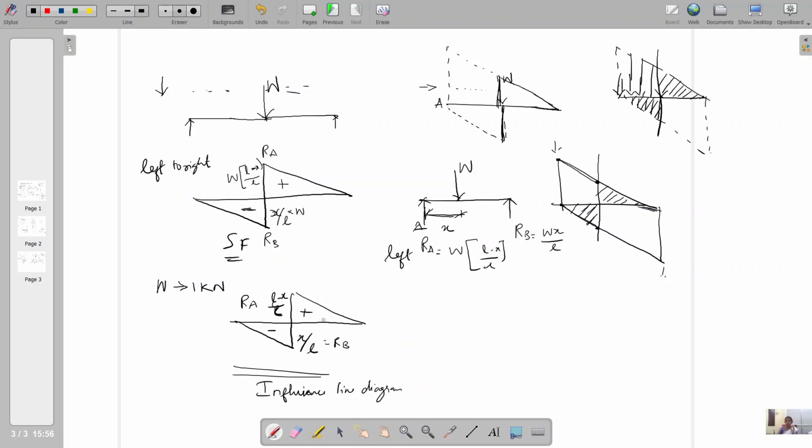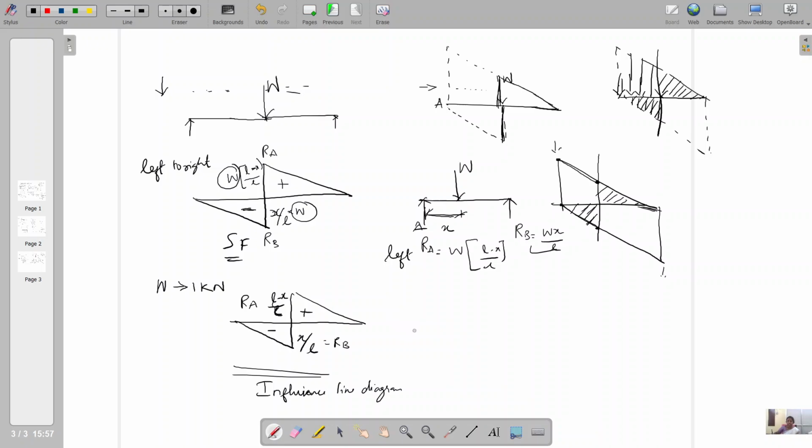I have taught you only for the shear force variation. We can later study the bending moment variation also. So for the shear force variation, we have taken W equal to 1, so that it becomes x by L and L minus x by L. What is x by L? Which is the RB value from the previous derivation, and RA value is L minus x by L. So this is the ILD for shear force variation.